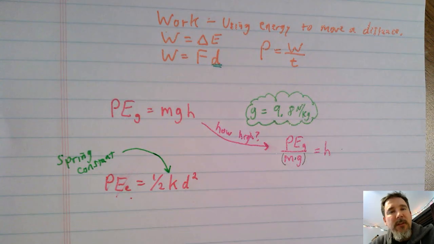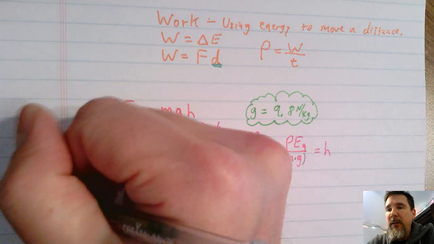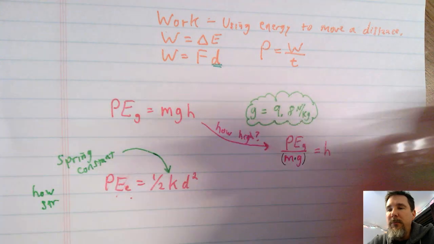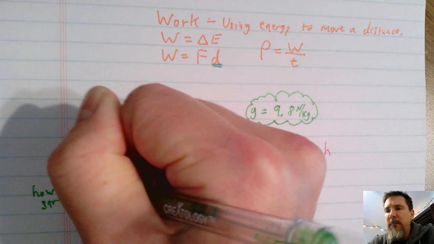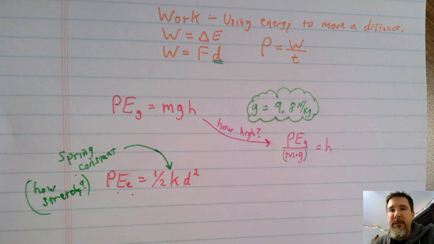Sometimes, a lot of times, you're going to see it referred to as the K value, because literally that's what it is. It's just how stretchy is it, right? How stiff, stretchy, whatever you want to call it. The higher the K value, the less stretchy it is, the more stiff it is.